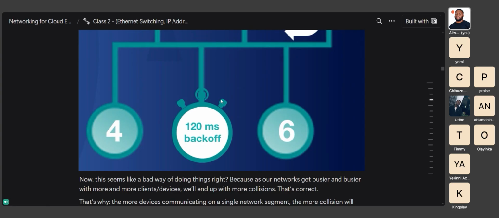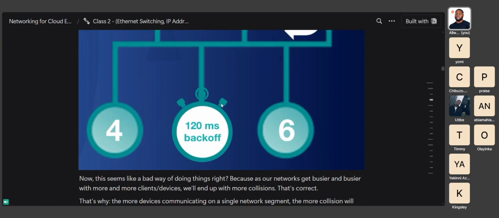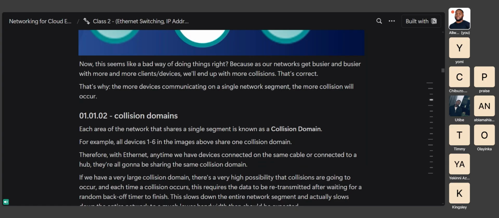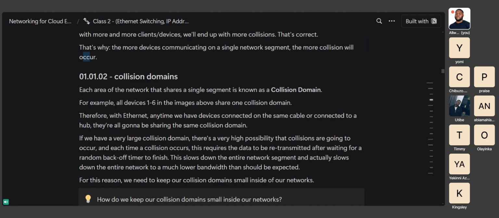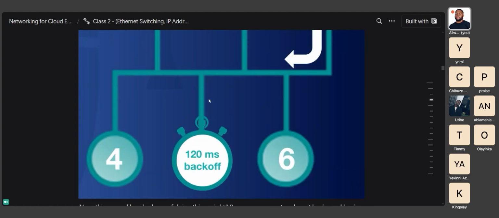Before you know it, the bandwidth of the network would become so huge, and basically no one will be able to communicate, right? This is what I mean. So this seems like a bad idea because, like I said, our networks get busier and busier with more and more clients or devices, and we'll end up with more collisions. And you will be correct if you thought that. And that's why the more devices connecting a single network segment, the more collision will occur, right?